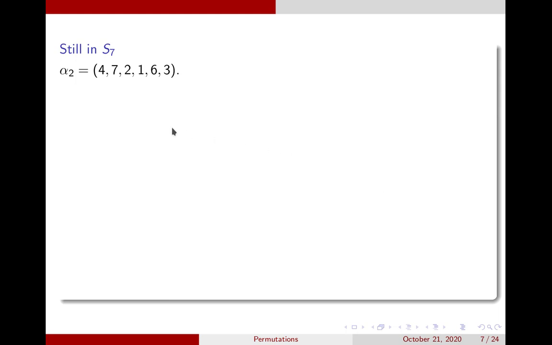Let's try a second example. Here's alpha 2. We're still working in S7. This is a cycle of length 6. What about finding alpha sub 2 of 6? You locate 6 in the cycle. The number that follows it is alpha of 6. Alpha sub 2 of 6 is 3.